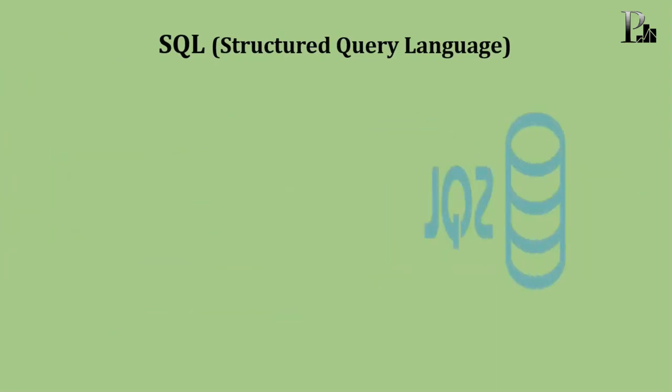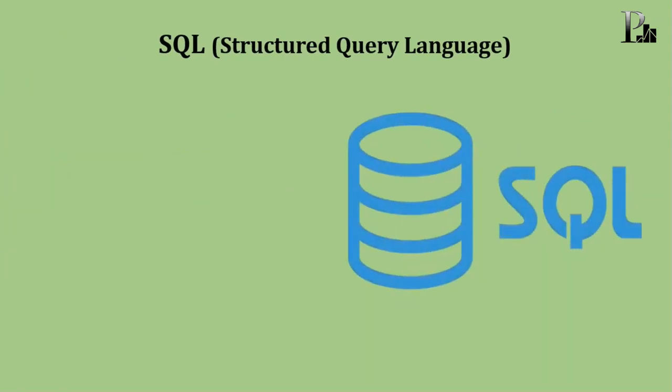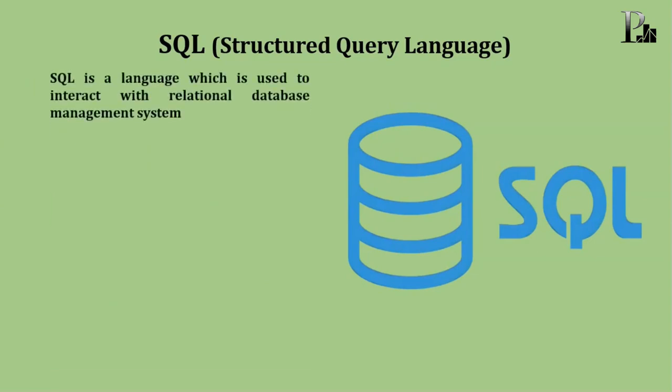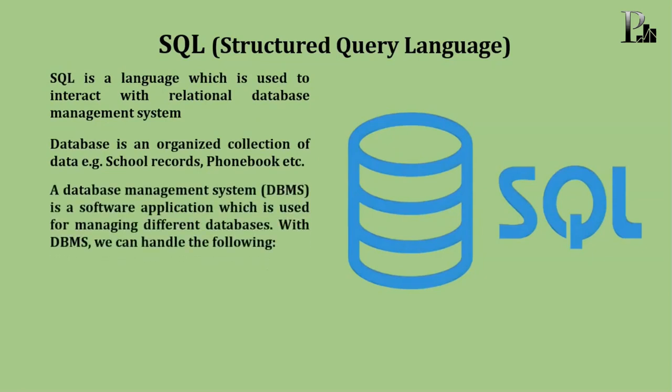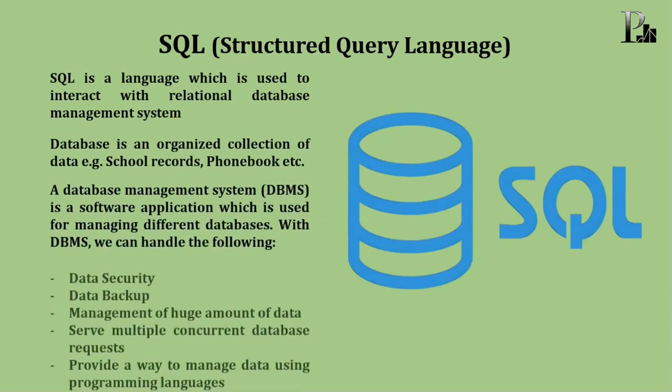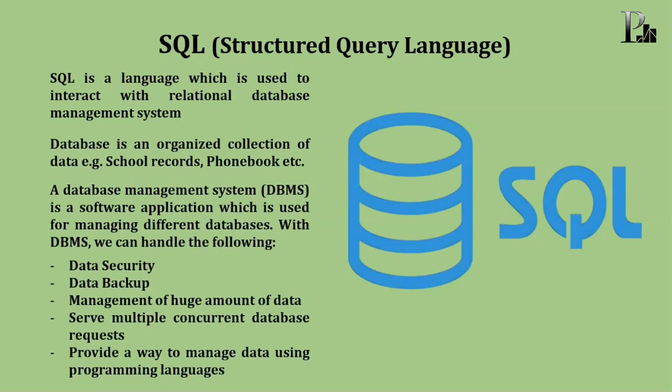So wetin be SQL? SQL na language wey dem dey use interact with relational database management system or RDBMS. You fit dey look relational database management system as big word, so make we just break am into bits. Make we take am one by one. Make we first take database. Wetin be database? Database na organized collection of data wey we don store inside a computer system.